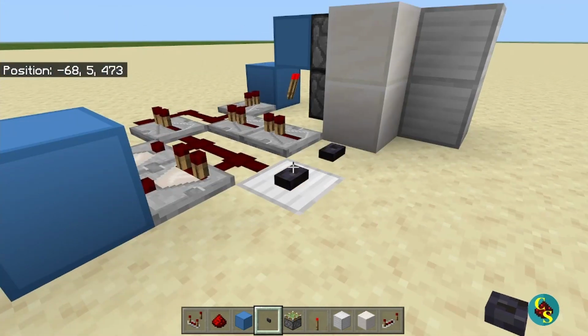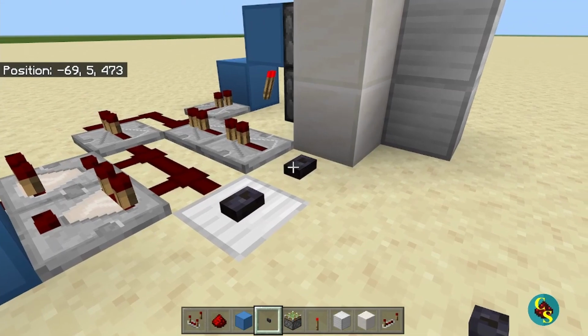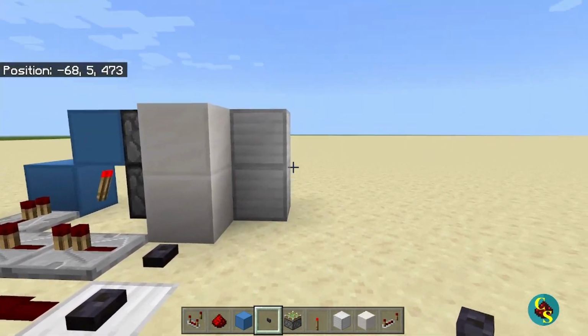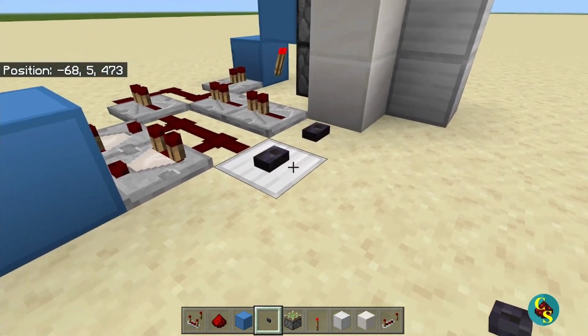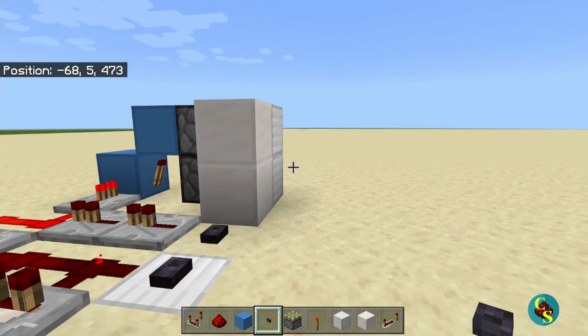Pulse extenders can be very useful for things like piston doors. This is what this would look like without a pulse extender. As you can see, it closes again very, very quickly. But with a pulse extender, the door will stay open for much, much longer, giving you plenty of time to walk through.